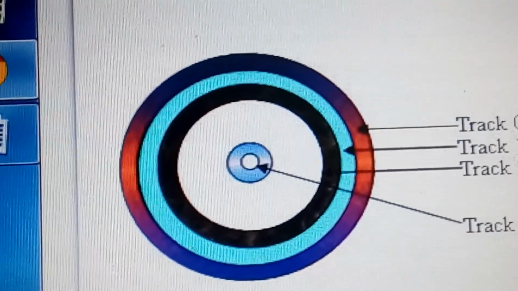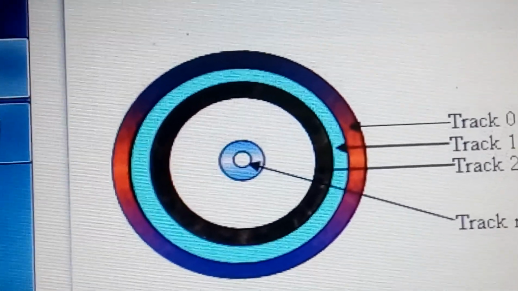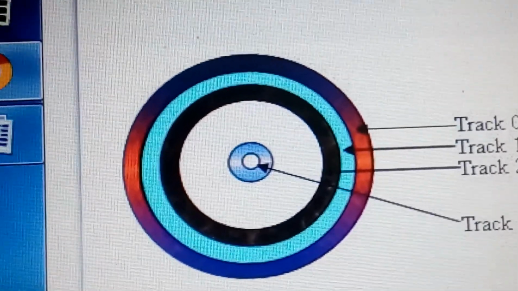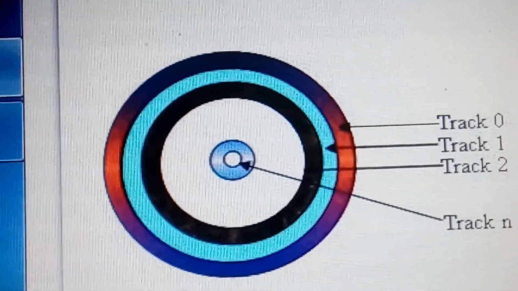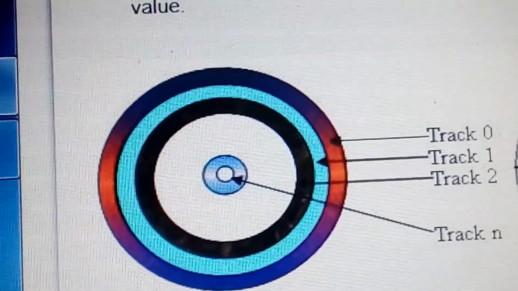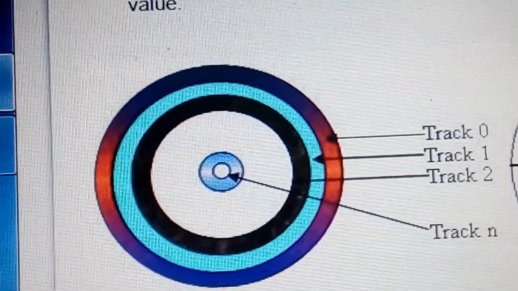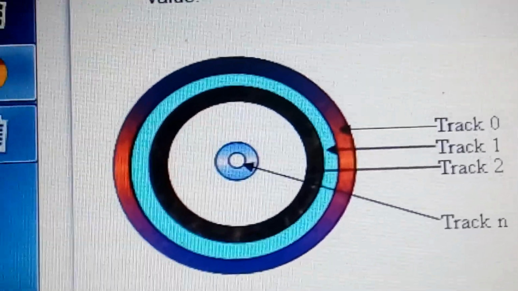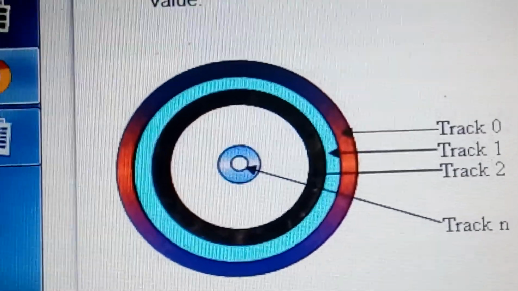Disk formatting. Characteristics of a hard disk. We know a hard disk is a read-write storage media. We can read from and write on a hard disk. Before any data can be read from or written on a hard disk, the disk must be formatted. It has some parts. Number one is formatting.